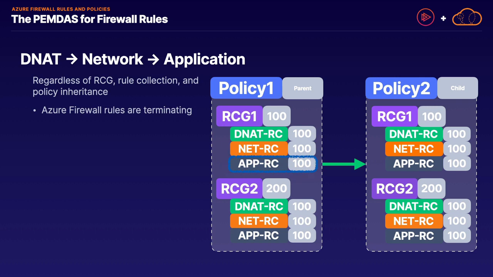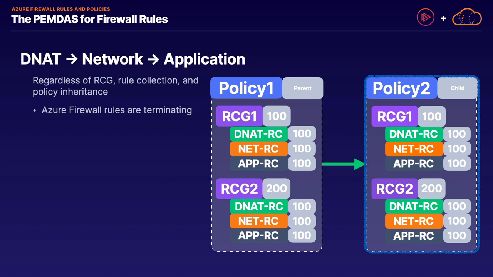And then after evaluating all those rule collections inside of our rule collection group 1, we then move into the next rule collection group with the next lowest priority. And then we do the same thing for all of those rule collections that exist in there and all of those rules. And then finally, we can move into the child policy. And inside of the child policy, we're going to follow the same order of operations. And again, the important thing to remember is that these firewall rules are terminating. So as soon as we get a match, that rule goes into play and the evaluation of other rules stops right there because we found a matching rule.